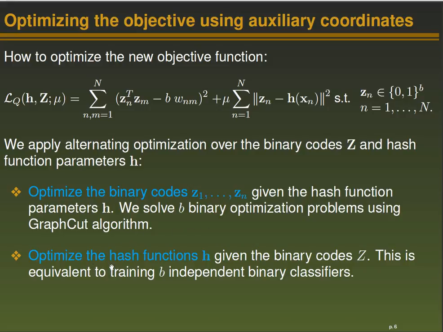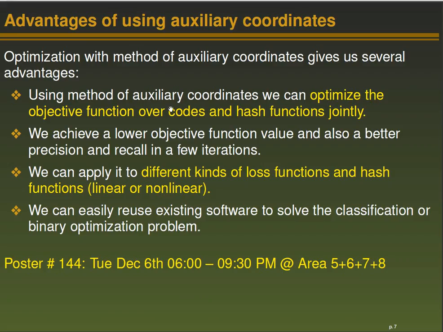Then we optimize the hash function h given the binary codes by training b-independent binary classifiers, and we continue this process. The advantages of using auxiliary coordinates: we can optimize the objective over codes and functions jointly, we can achieve a lower objective function value, and we can apply this idea to different kinds of loss functions and hash functions.